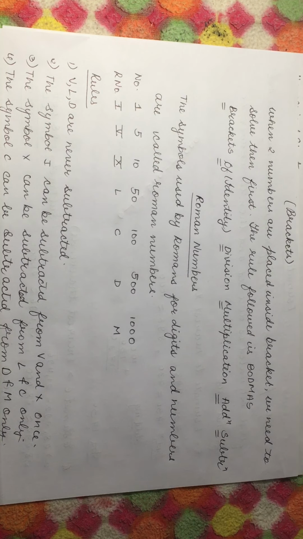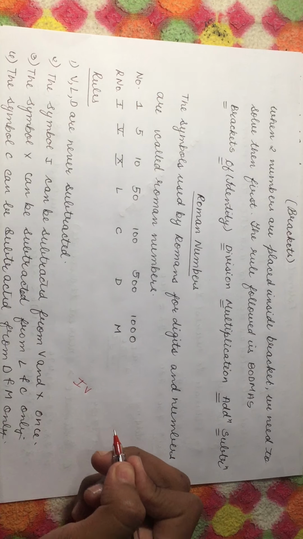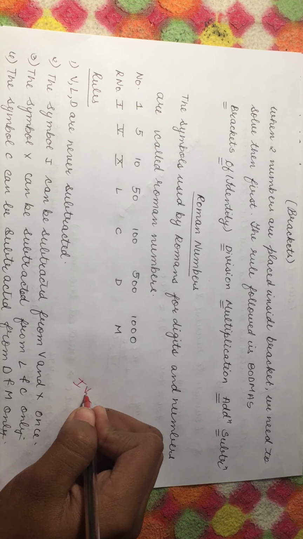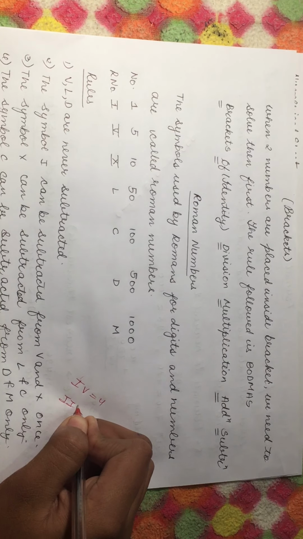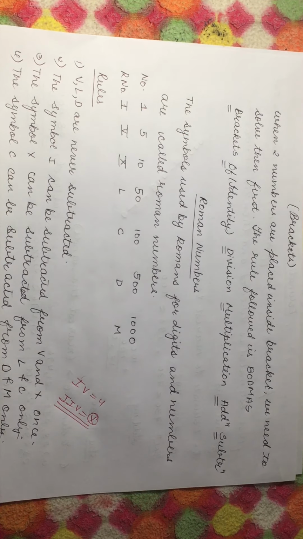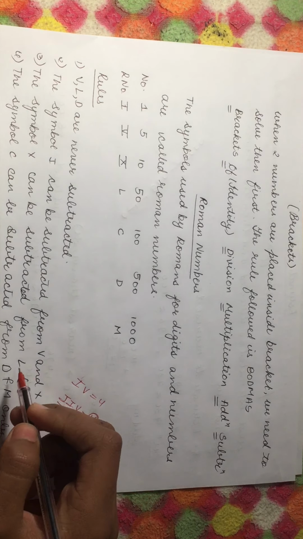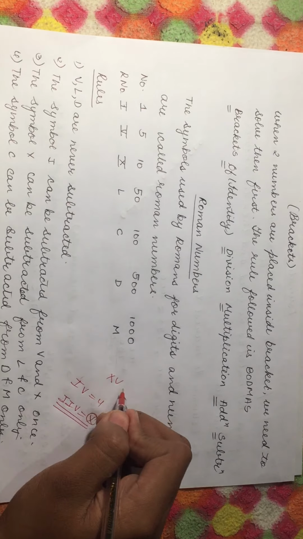There are some rules, like V, L and D are never subtracted. Symbol I can be subtracted from V and X once, meaning we cannot subtract it again and again. For example, if we are doing IV, this means 5 minus 1, so it will be 4. We cannot do IIV. This will not make any sense. It will be wrong. Now symbol X can be subtracted from L and C only. We cannot subtract it from V. For example, this is not possible.